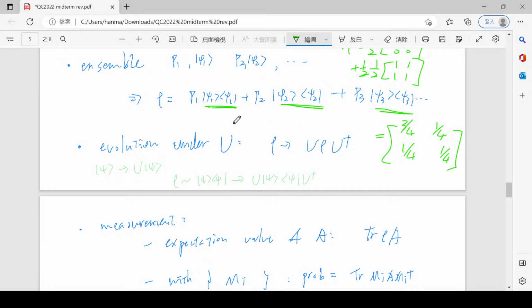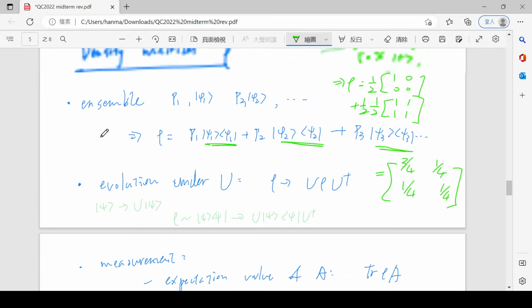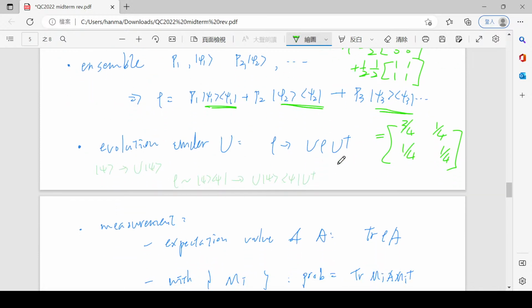And if you do time evolution with U on those density matrices, then the matrix should become U times rho times U dagger. And there is a small trick to remember this. If you have some state psi and it evolves under U, it becomes U psi. Then rho is the projection onto psi, the ket psi and the bra psi. And the ket psi becomes U psi, and the bra psi should become psi U dagger.